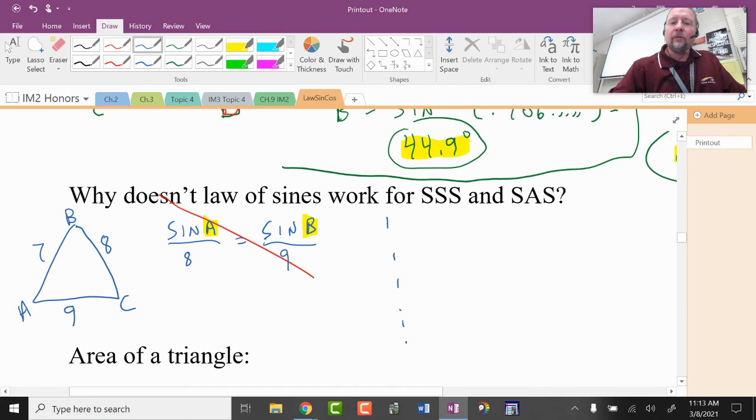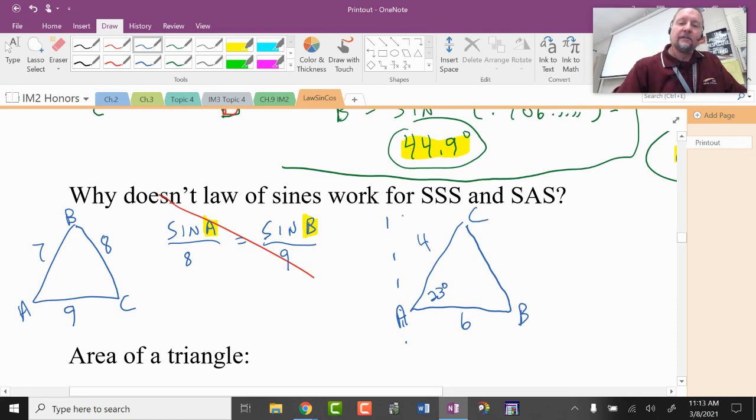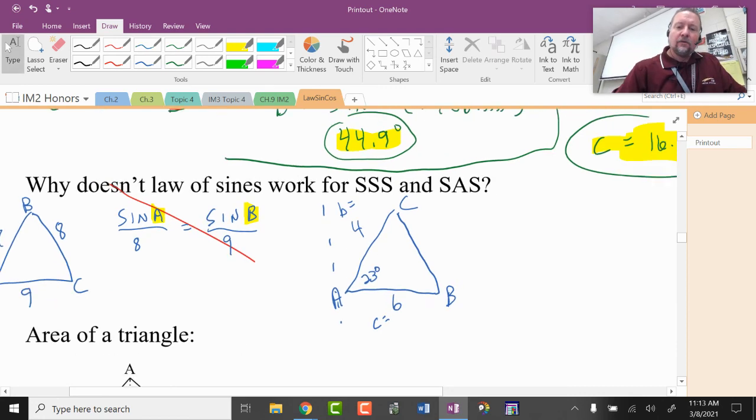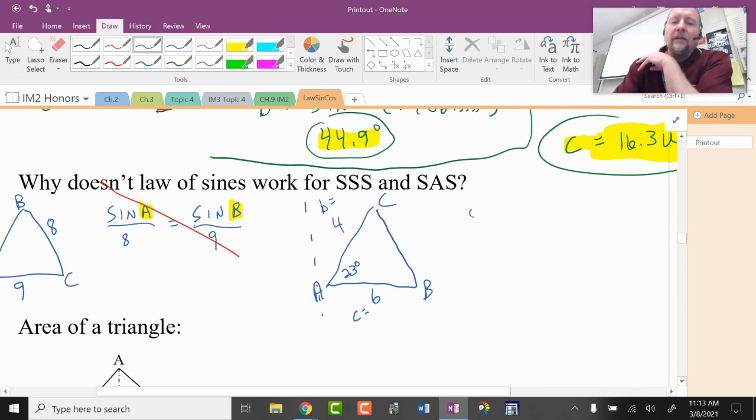SAS, well, this is a little different than ASA, wrong, ASS. SAS is given this angle. I'm just making up angle measures, 23 degrees. Let's say this one is 4 units and this is 6 units. Let's call this A, B, C. So this is little b, this is little c. So let me try the law of sines for this one. Well, I'd have to start with sine of 23, I think. Oh no. This is either called side BC, sorry, or side little a.